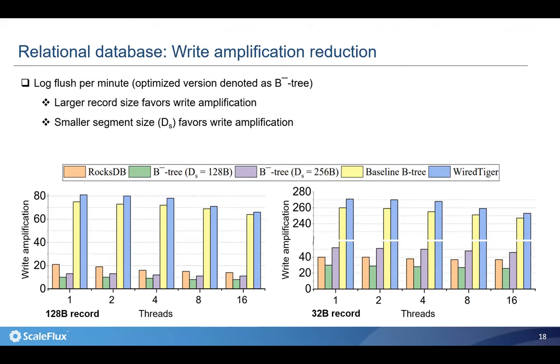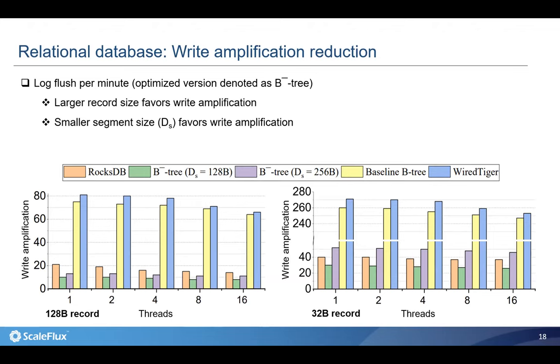We denote our optimized version of the B-tree as B minus tree. At the same time, we use baseline B-tree based WiredTiger and LSM-tree based RocksDB as competitors. From these two figures, we can see that when we reduce the record size, the write amplification will increase.